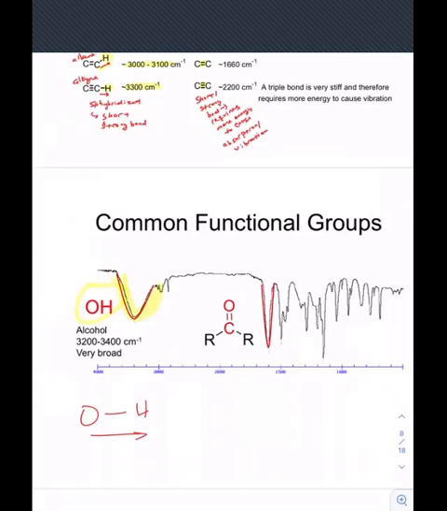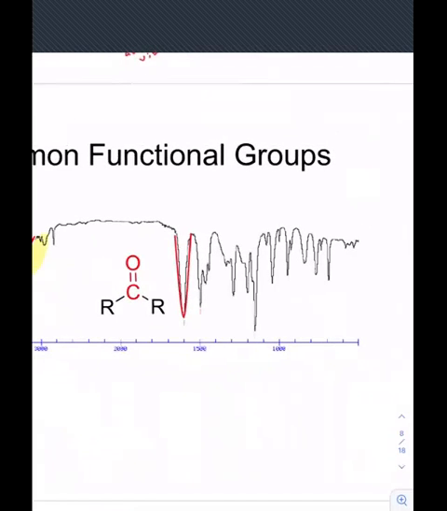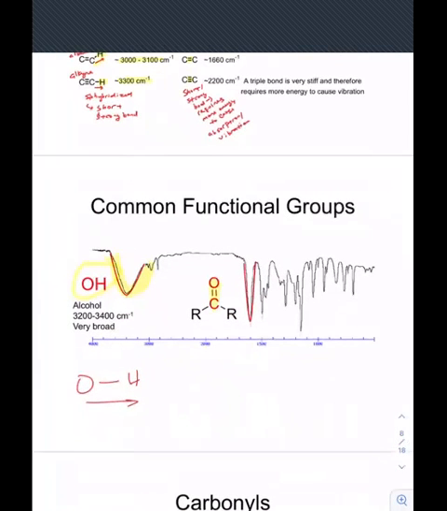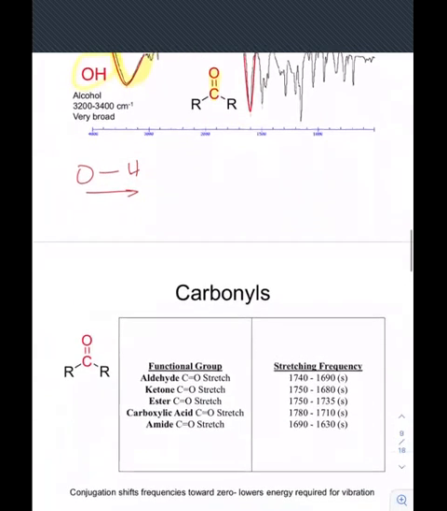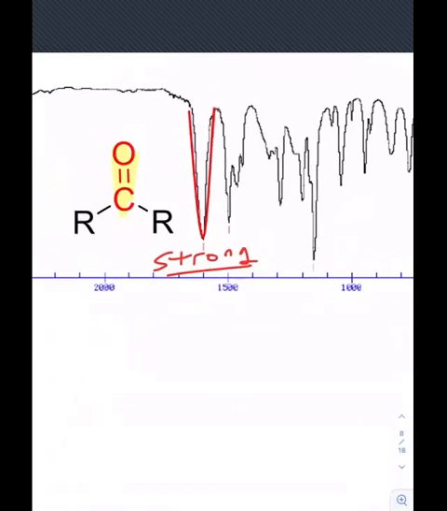So that broad stretch at between 3,200 and 3,400, that is the alcohol stretch. And it always looks the same. It looks kind of wobbly and wide, right? That's always the case. Same here. Your carbonyls always show up in a similar region, somewhere between 1600 to 1800. And I think I have that, yeah, here. But it's a really strong stretch, right? Very intense stretch. And you can see that right here. I have it highlighted, right?